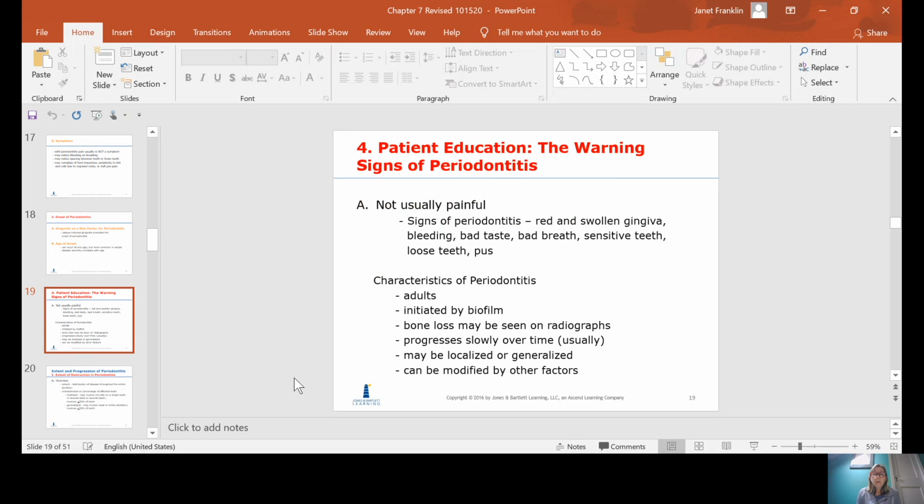Patient education. Since periodontitis is not usually painful, the patient may notice other signs like red and swollen gingiva, bleeding, bad taste, bad breath. Those are all things you can ask the patient about when you're trying to educate them about periodontitis, because most of the time they've noticed some of these things. They just haven't connected the dots. Characteristics of periodontitis: it usually occurs in adults. It's initiated by biofilm. Bone loss may be seen on the radiographs. Usually it progresses slowly over time. It may be localized or generalized, and it can be modified by other factors such as smoking, diabetes, restorations. It can even be modified by attitudes of the patient.